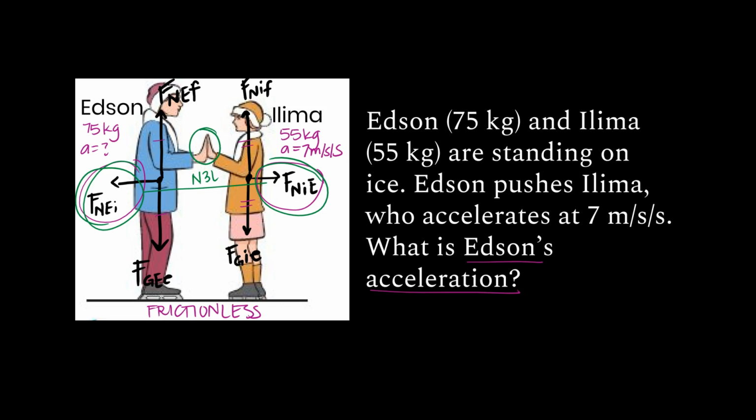All right, so Elima's net force is going to be equal to Edson's net force. So if we find out what the net force is for Elima, then we can find out his too. So the net force is going to be mass times acceleration. We have 55 kilograms times 7 meters per second squared is going to be 385 newtons. Okay, this is Elima's.